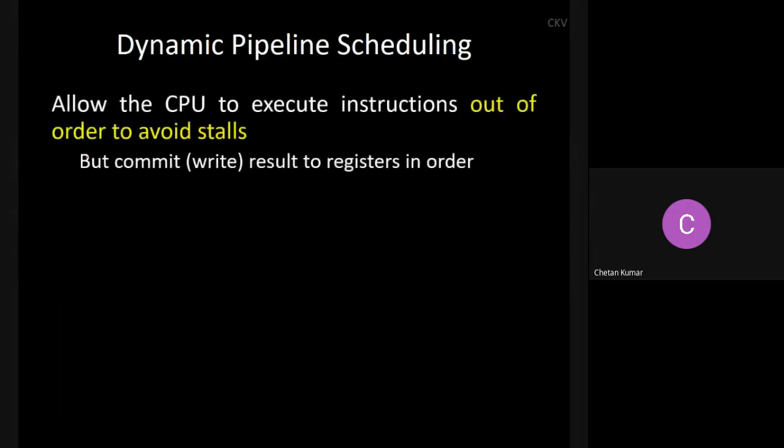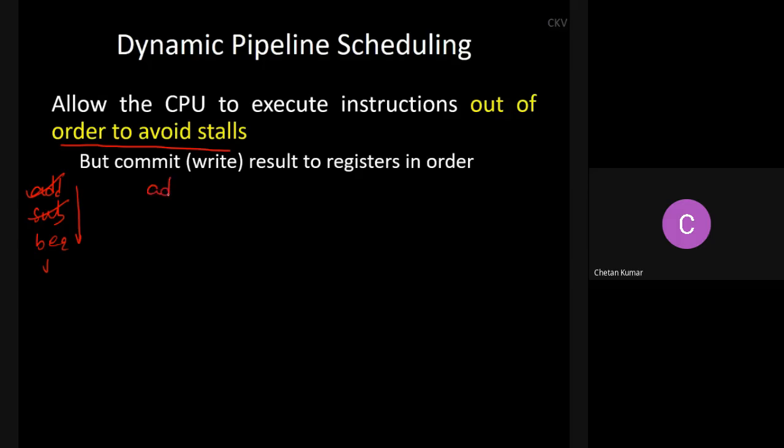This is also called dynamic scheduling. It allows the CPU to execute instructions out of order. Normally, when a sequence of instructions is given, let's say you have add, you have sub, and then you have, let's say, beq or some other instruction, you are supposed to execute in this order. If there are multiple instructions which are independent, then you don't have to execute in this order if a particular functional unit is free at that time.